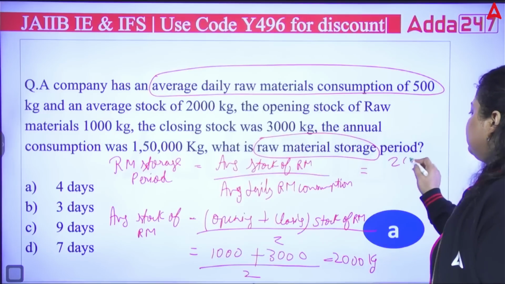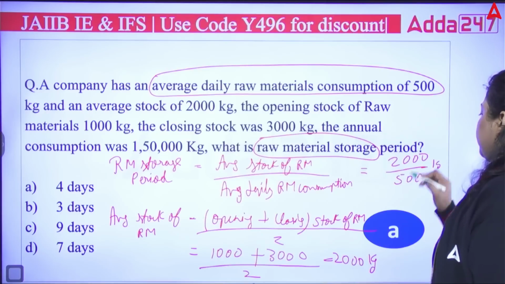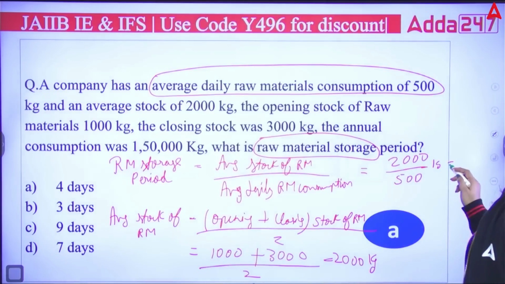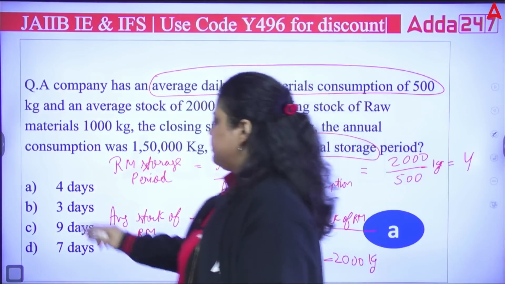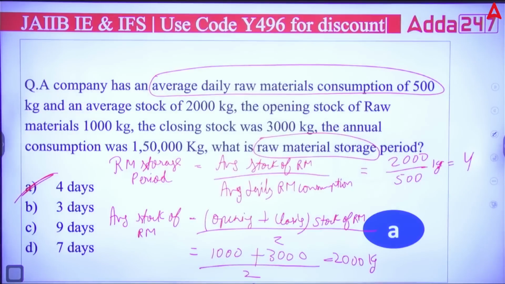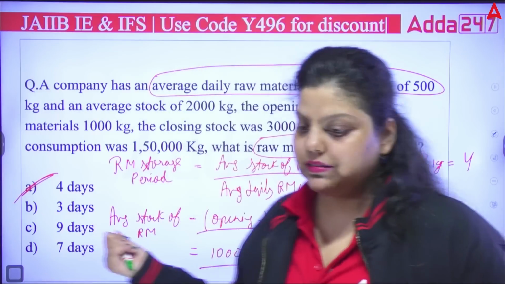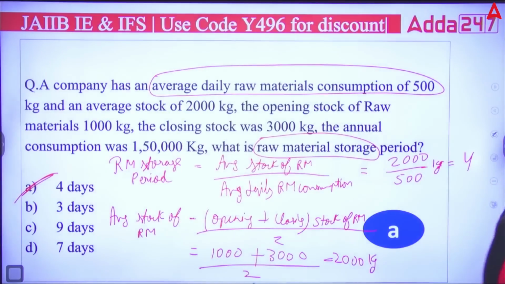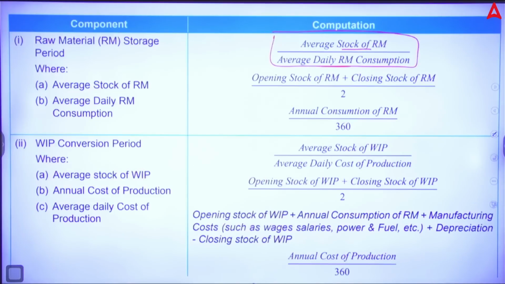That is 2000 kg divided by your 500 kg. And the right answer will be simply 4. So the right answer is A. 4 days are required. So the raw material storage period is 4 days. You have to store your raw material for 4 days. So the formulas are direct. You just have to remember the formula and you can easily calculate the question.